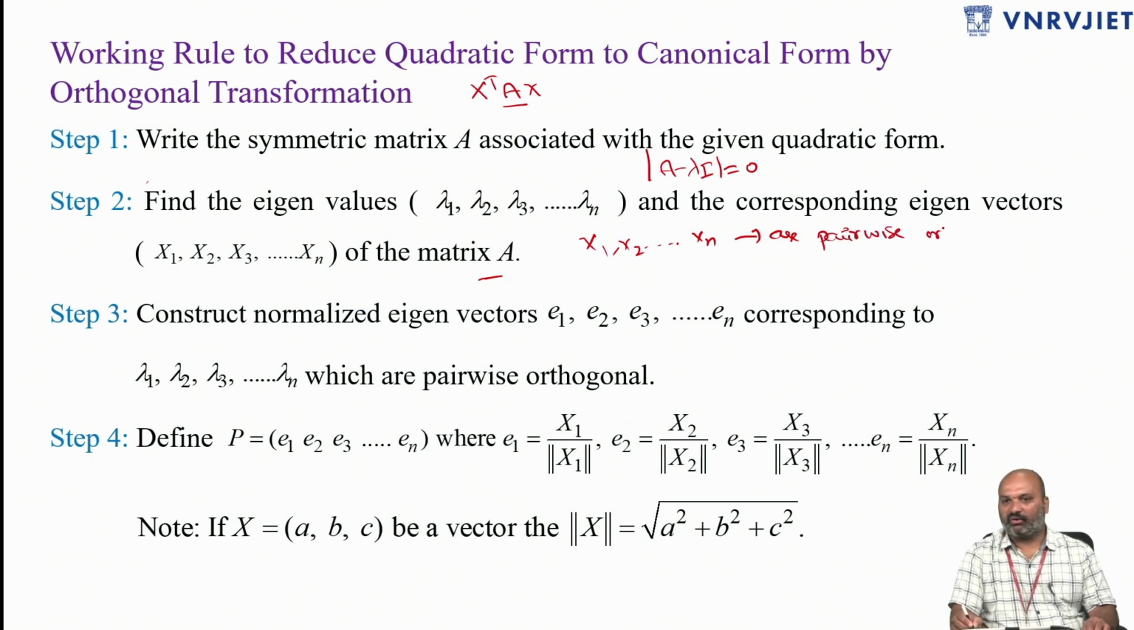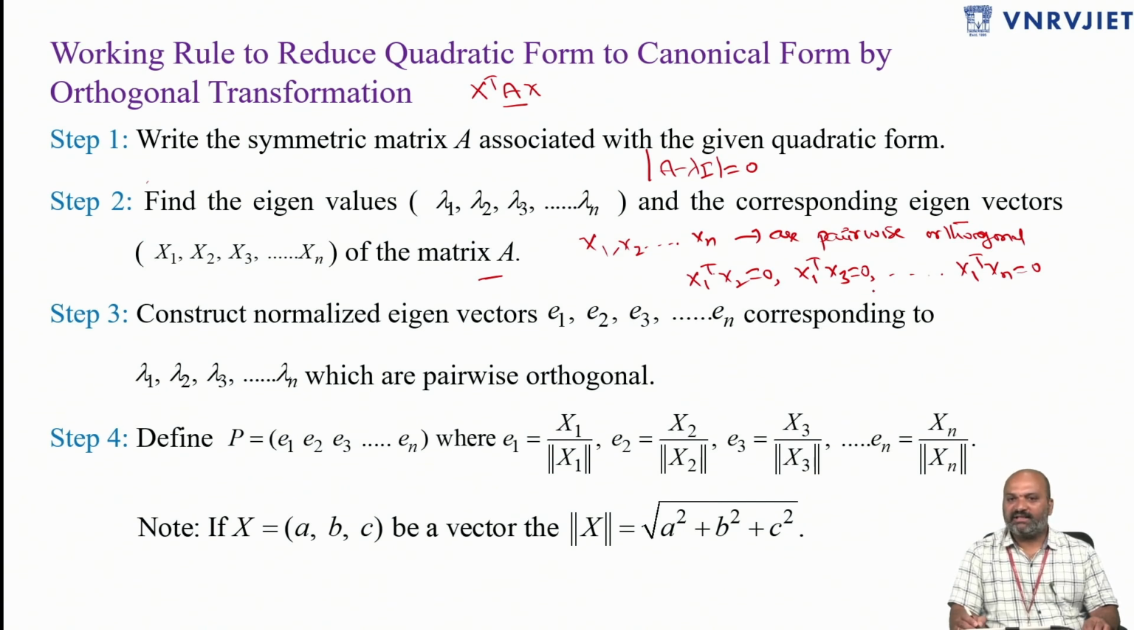Pairwise orthogonal. What is meant by pairwise orthogonal? Pairwise orthogonal means x1 transpose x2 is equal to 0, x1 transpose x3 is equal to 0. Similarly, this is possible for all: x1 transpose xn is equal to 0, and x2 transpose xn, x3 transpose xn, and so on. All are pairwise orthogonal.